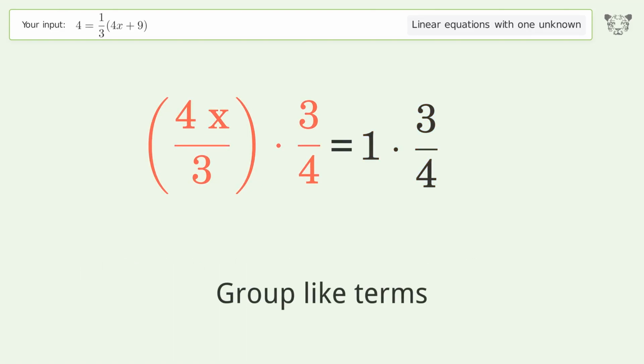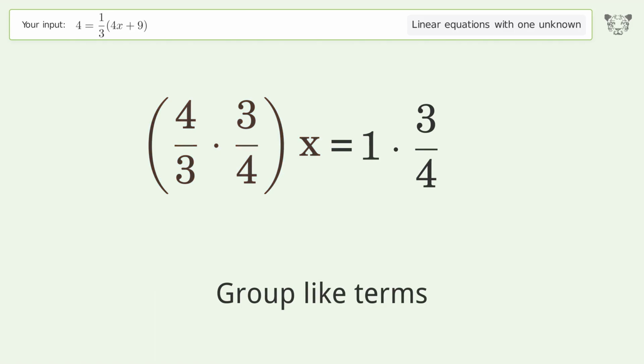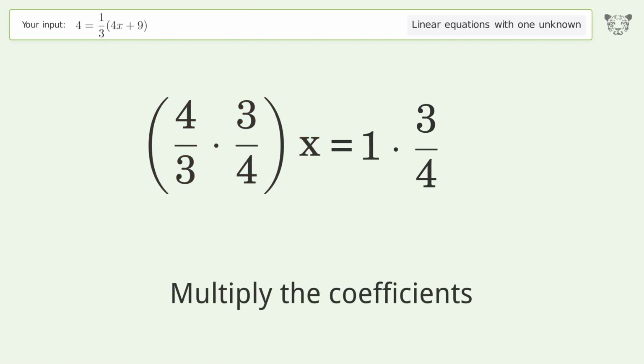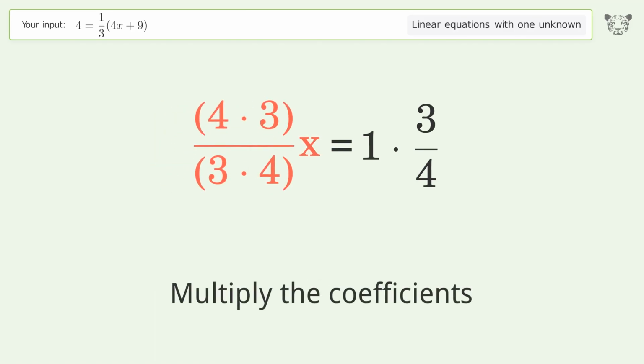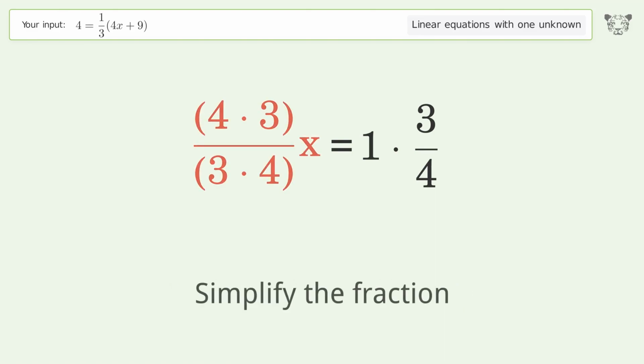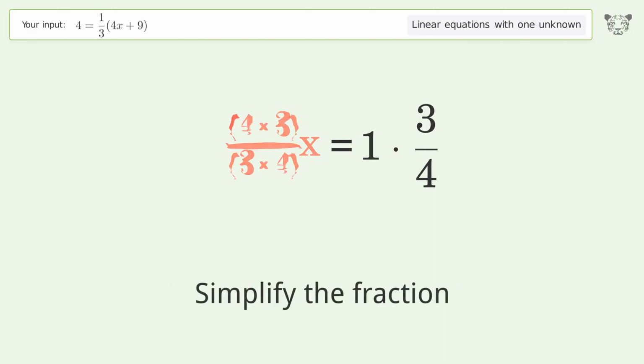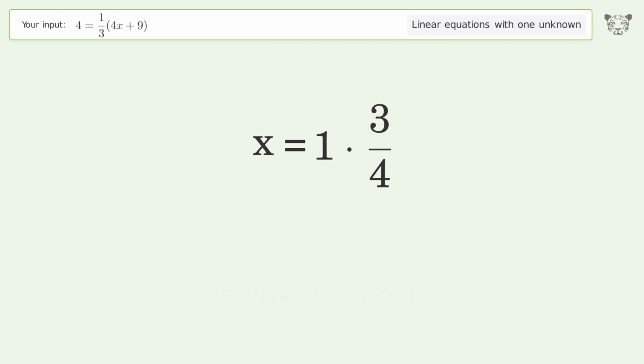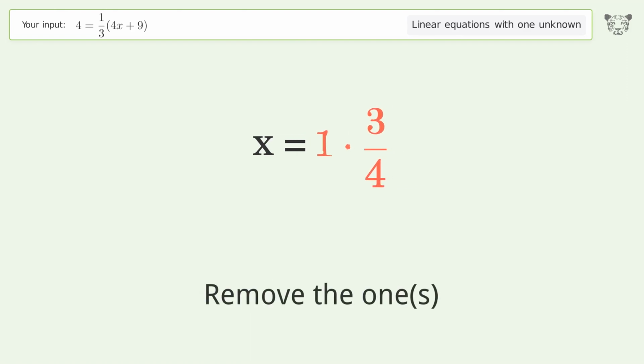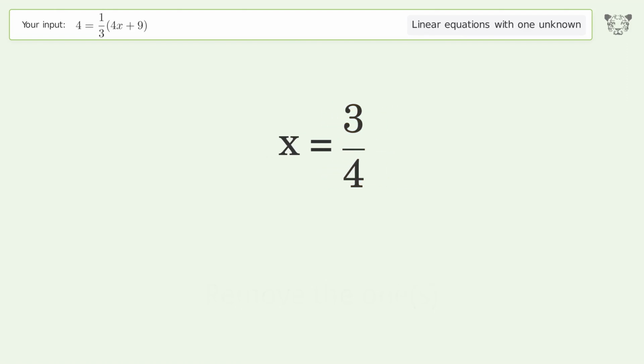Group like terms. Multiply the coefficients. Simplify the fraction. Remove the ones. And so the final result is x equals 3/4.